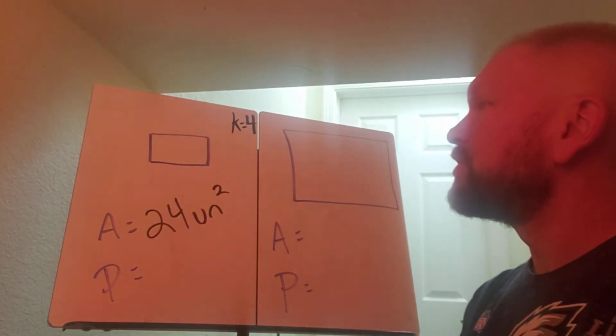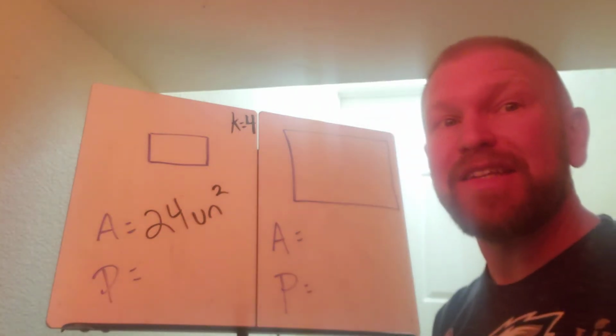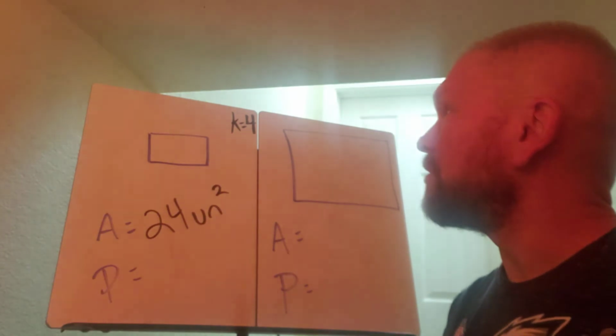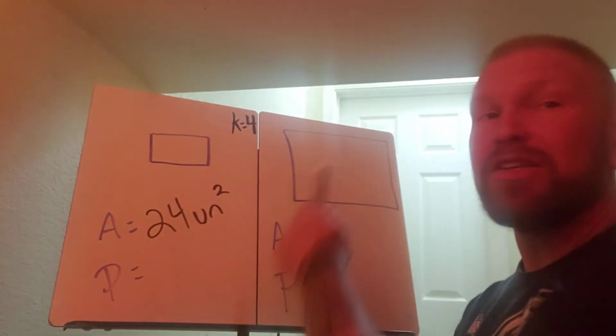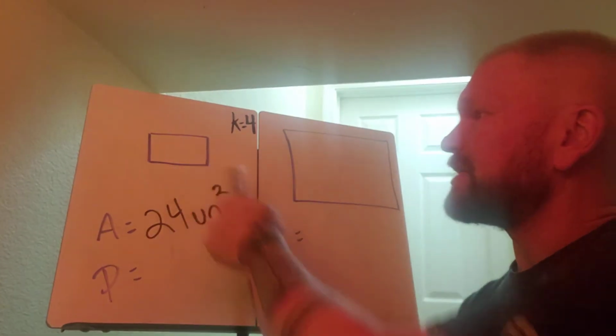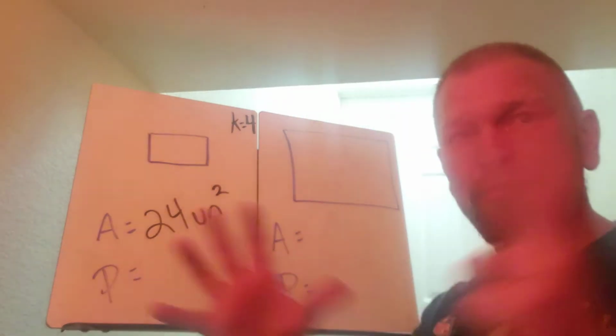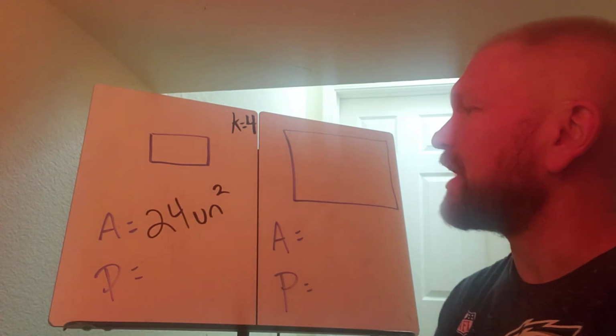We had two rectangles that are similar. They had a scale factor of 4. Remember, you could use k to represent the scale factor, so k equals 4, meaning that this rectangle is 4 times the size of this one. That's its scale factor, enlargement, dilation.